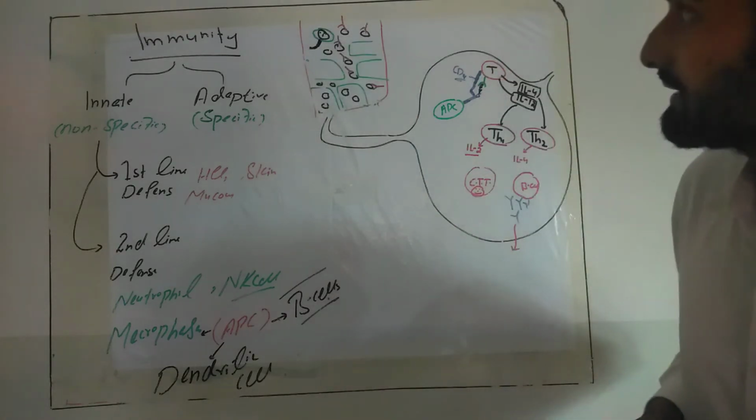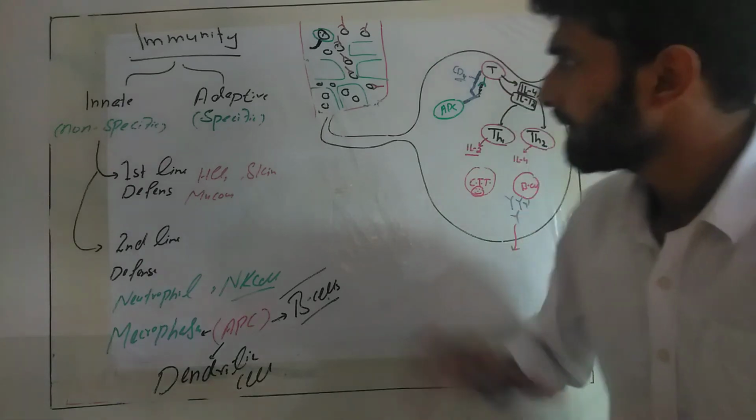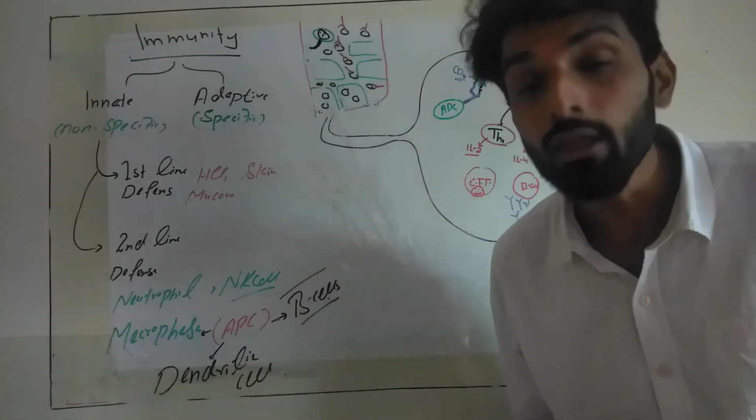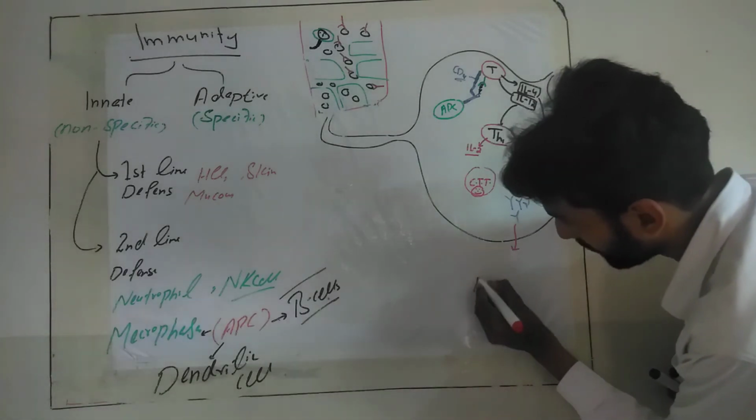They will bind over the cells. When these antibodies come and bind over the pathogens, they will neutralize their effect. Point number one: what is the function of antibodies? Neutralization.